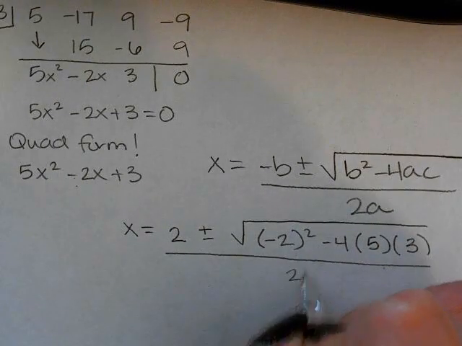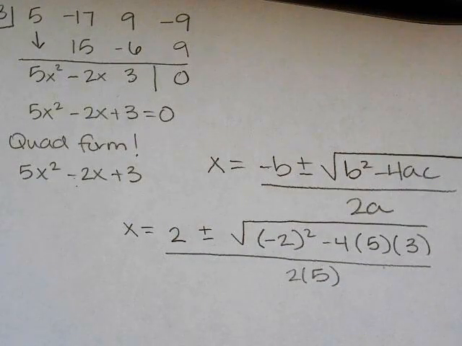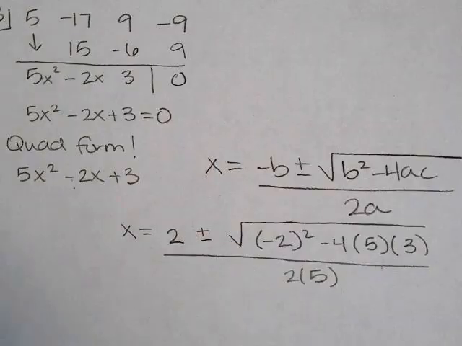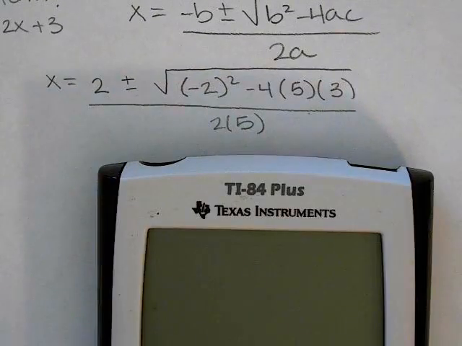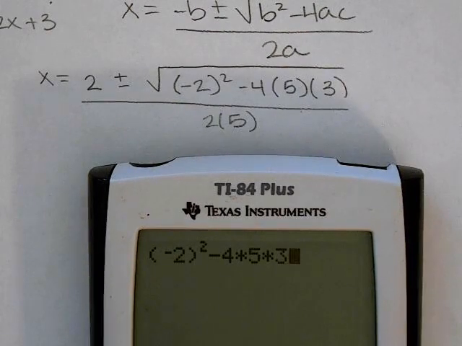Now, I'm not going to plug this all in at once because I am expecting a negative underneath my square root, so I'm only plugging in the discriminant. Negative 2 squared minus 4 times 5 times 3. And what do you guys get when you type that in? Negative 56.